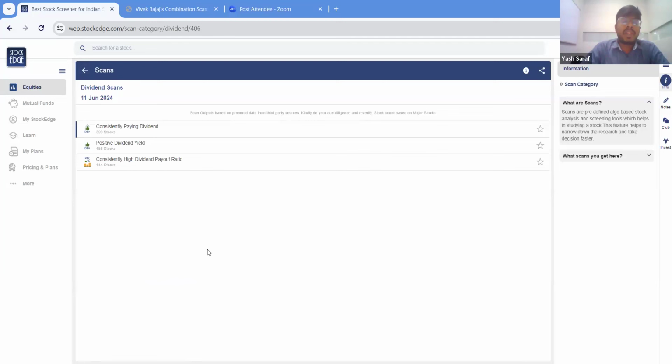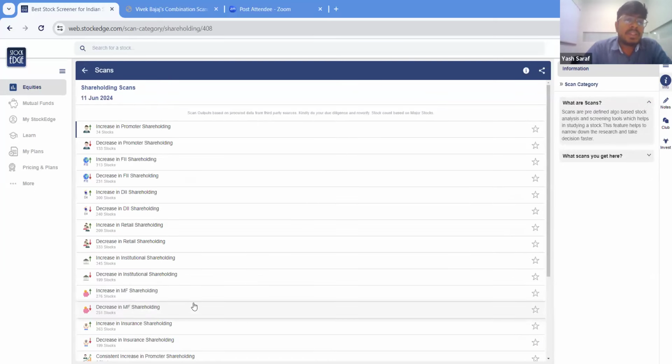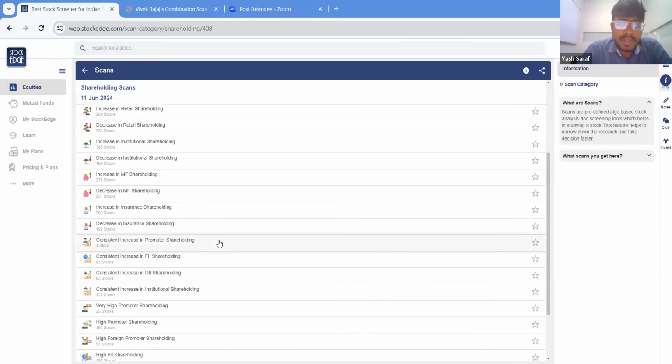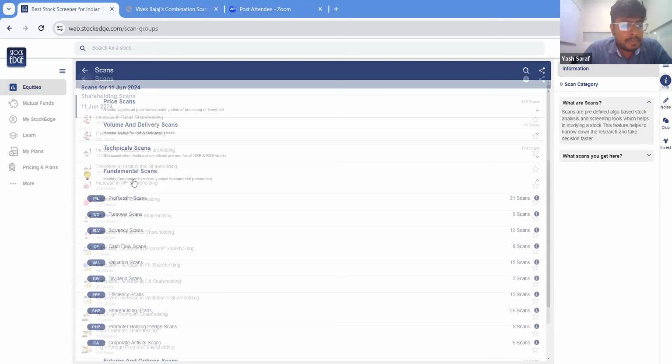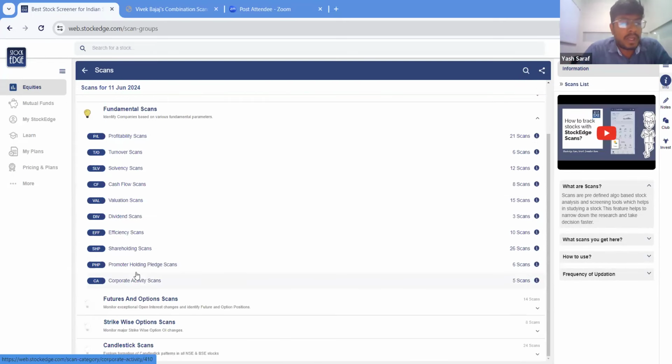Then we have dividend scans. There are many investors out there who only invest in stocks that consistently pay dividend and pay high dividend. So for them, there are scans for consistently paying dividend and consistently high dividend payout ratio. Then we have shareholding scans. In shareholding scans, you will get to see the scans with respect to the shareholding aspects. That is, which are the stocks in which promoters are increasing or decreasing their shareholding. FIIs or DIIs are increasing or decreasing their shareholding. Same goes for DII, mutual funds, insurance, and the respective shareholders. Then we have promoter holding pledge and corporate activity scans.